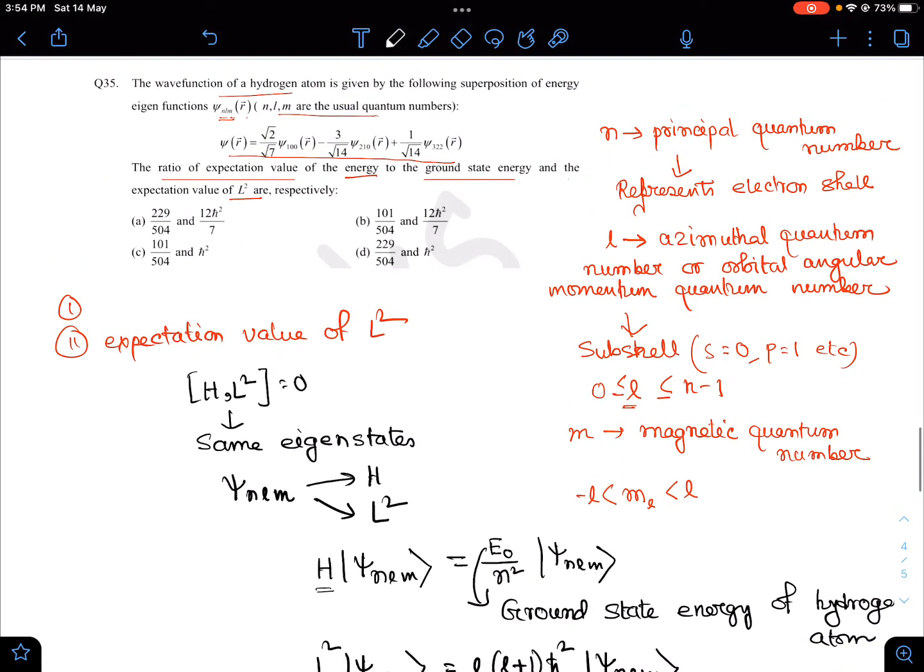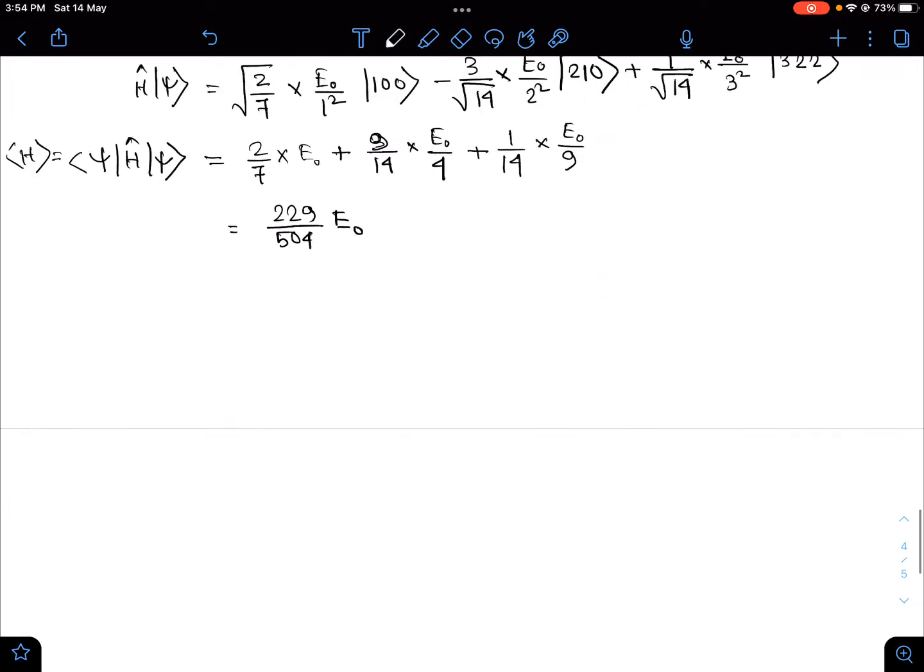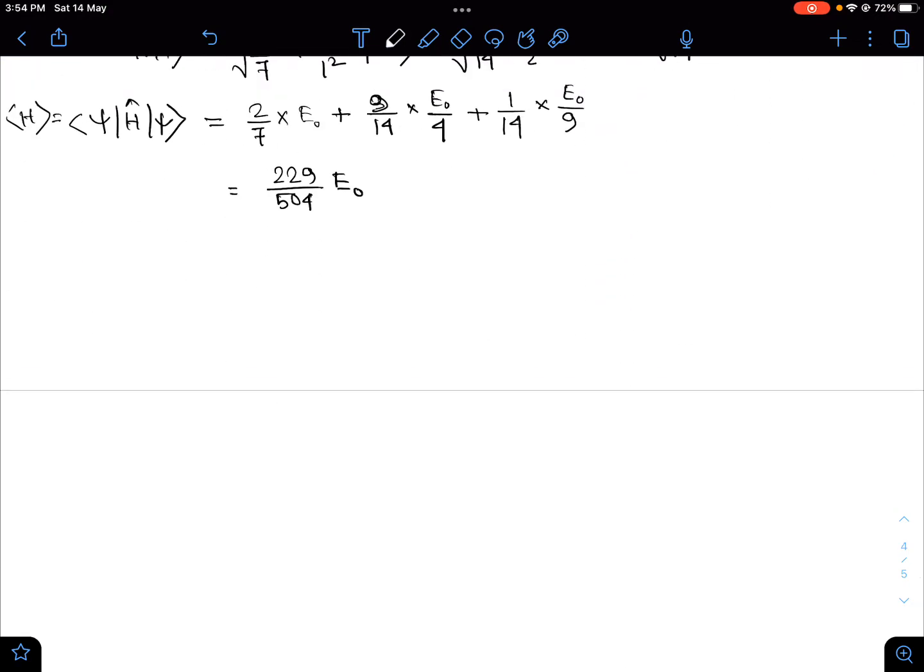So what will be the ratio of the expectation value of energy to the ground state energy? If we denote this by E, then we have to find E by E0. E by E0 comes out to be this. So this is the ratio of the expectation value of the energy to the ground state energy.